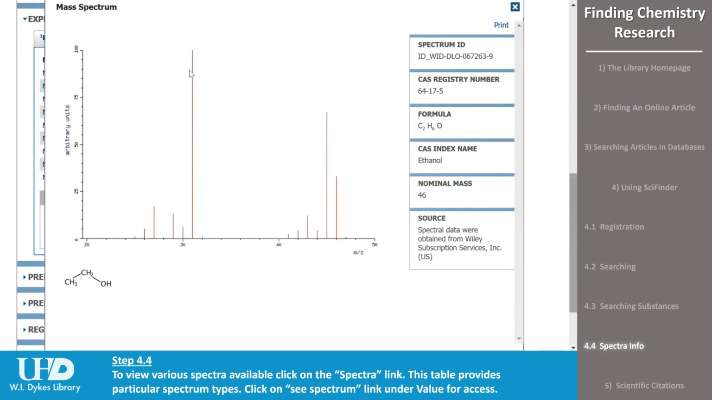A box will pop up that displays the spectrum to the left, and to the right, information that includes the spectrum ID, which you'll need when citing spectrum data, CAS number, the formula, the CAS index name, the compound name, nominal mass, and source of the data. Viewing other types of spectra is done the same way. Just choose the desired spectrum tab and click on any of the See Spectrum hyperlinks in the Value column of the table.